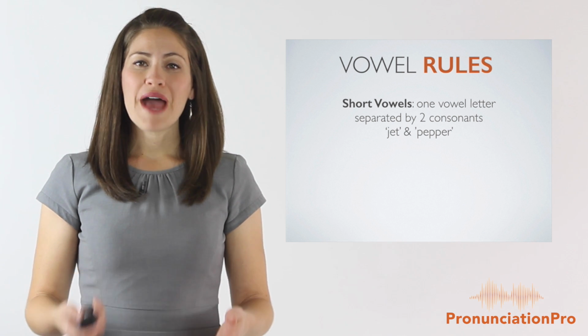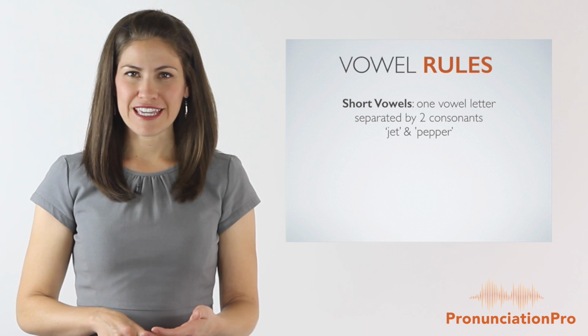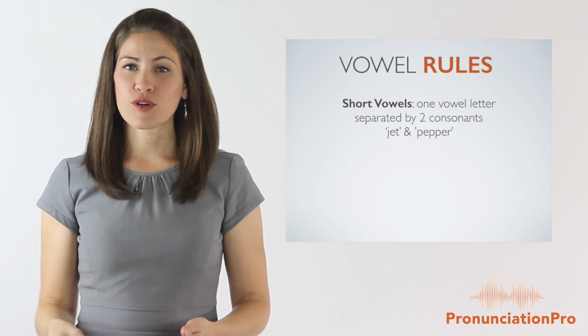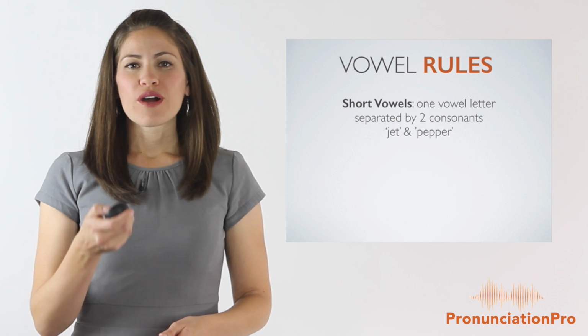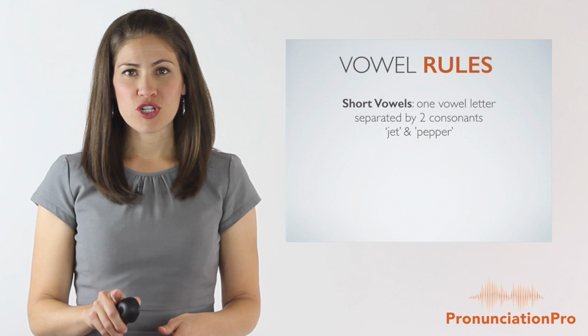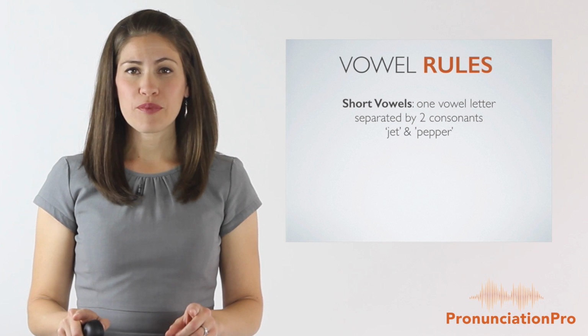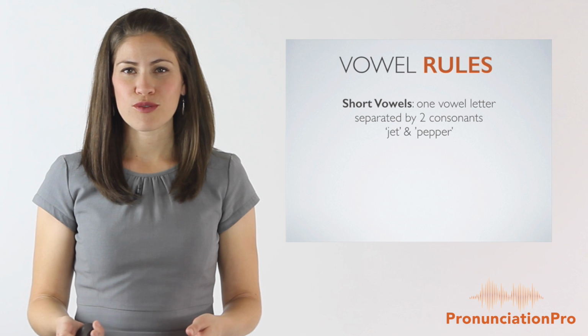So in a word like pepper, we have the consonant and then the vowel E, and then two consonants before we hit another vowel there. Okay? So if there's one vowel letter in a word, it's going to be short. If those vowels are separated by two or more consonants, it will also be short.